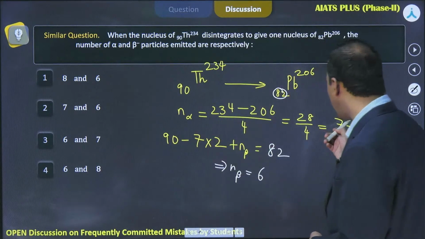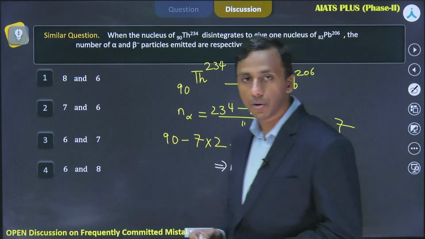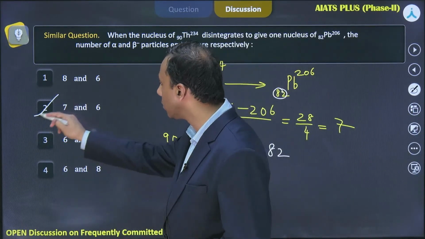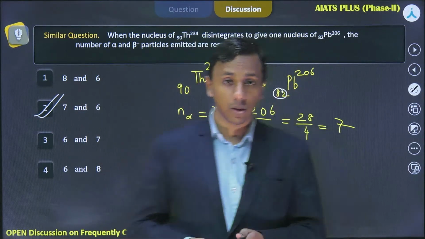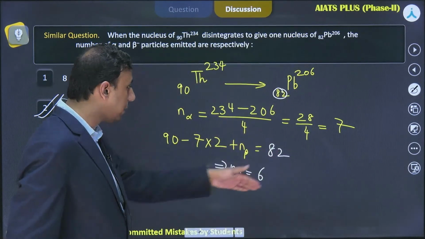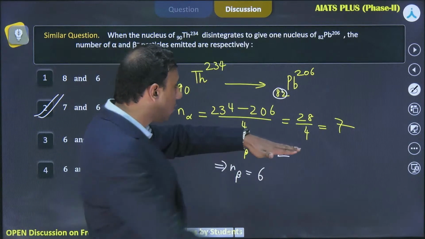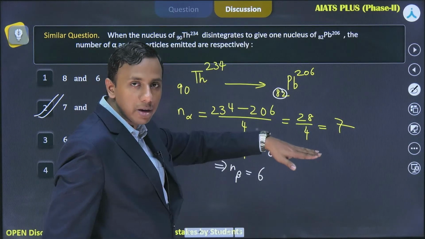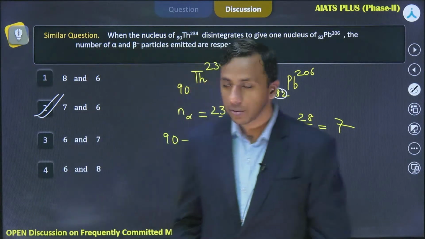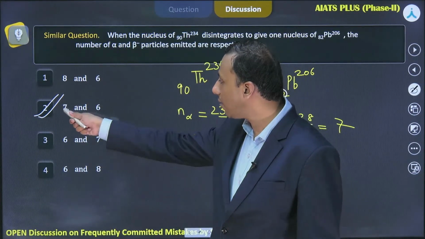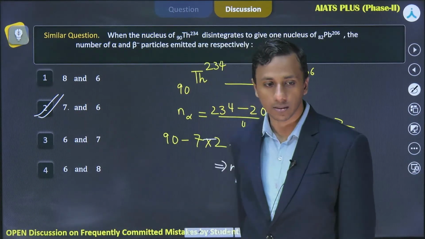So if you can see, number of alpha is 7, beta is 6. So which one would be the correct answer? This one, right? In fact, actually there was no need to do this beta calculation as well. Just by solving this, n alpha is 7, you could have ticked the correct answer. If you see, only one option is matching, alpha has to be 7 only. So this would be the correct answer.